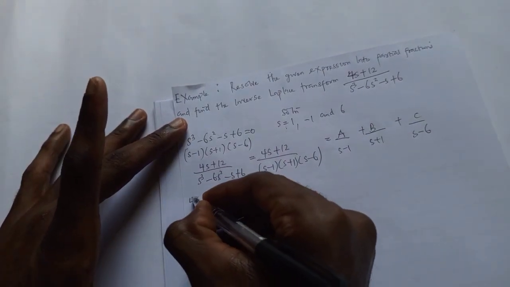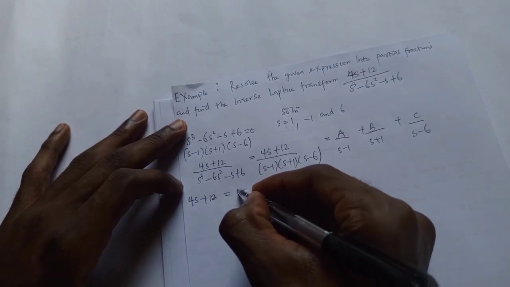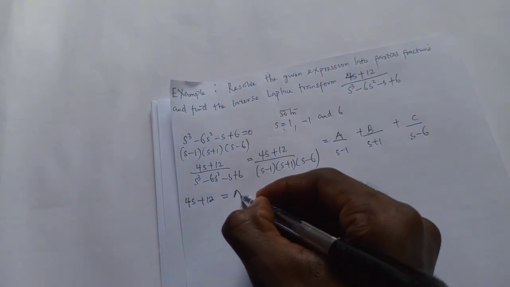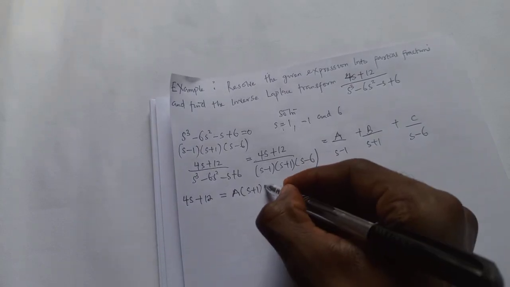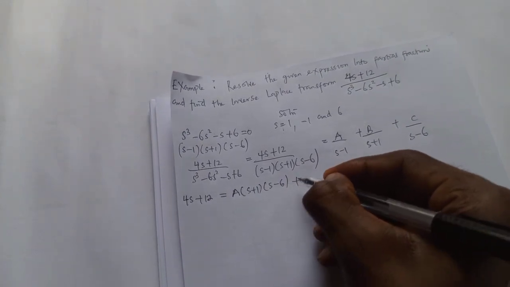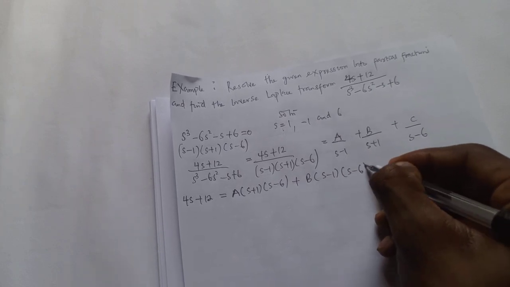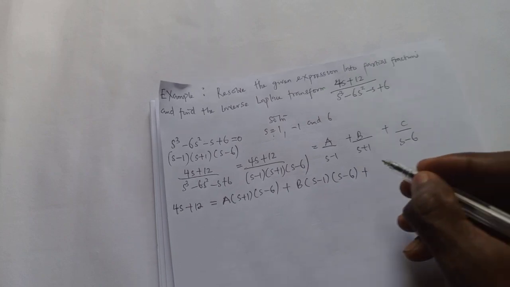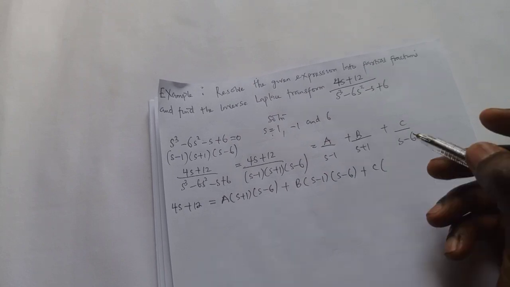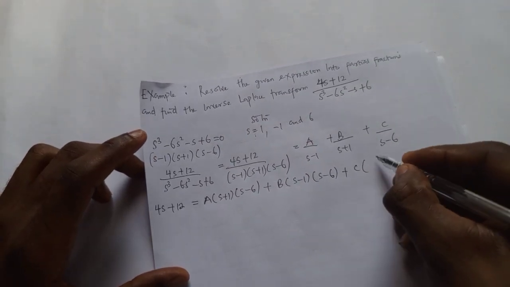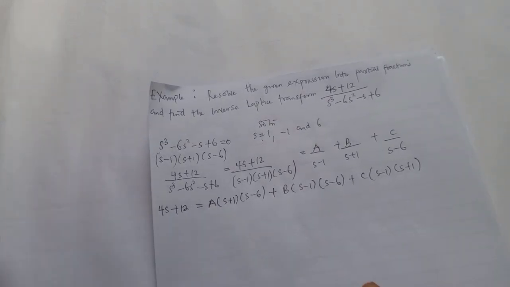So we have 4s plus 12 is equal to a into s plus 1 into s minus 6, plus b into s minus 1 into s minus 6, plus c into s minus 1 and s plus 1. Okay, this is what we have.